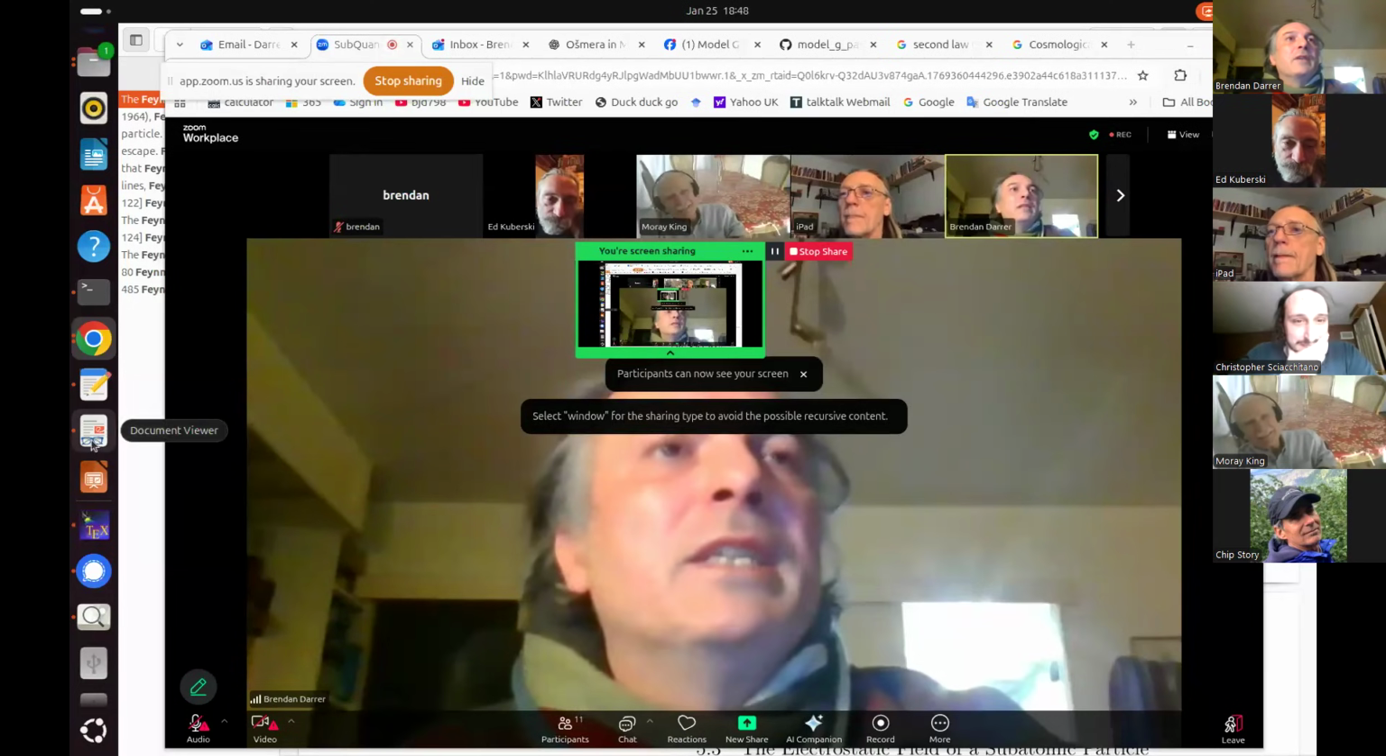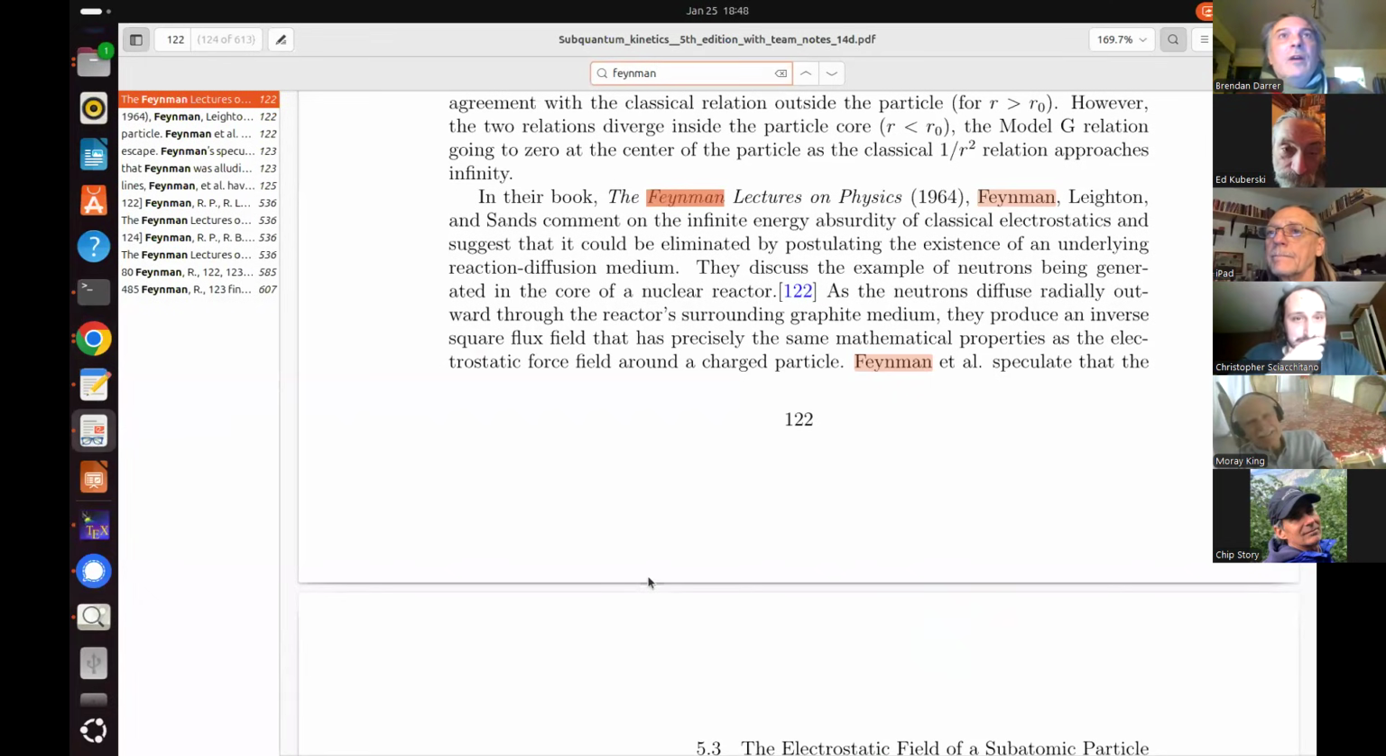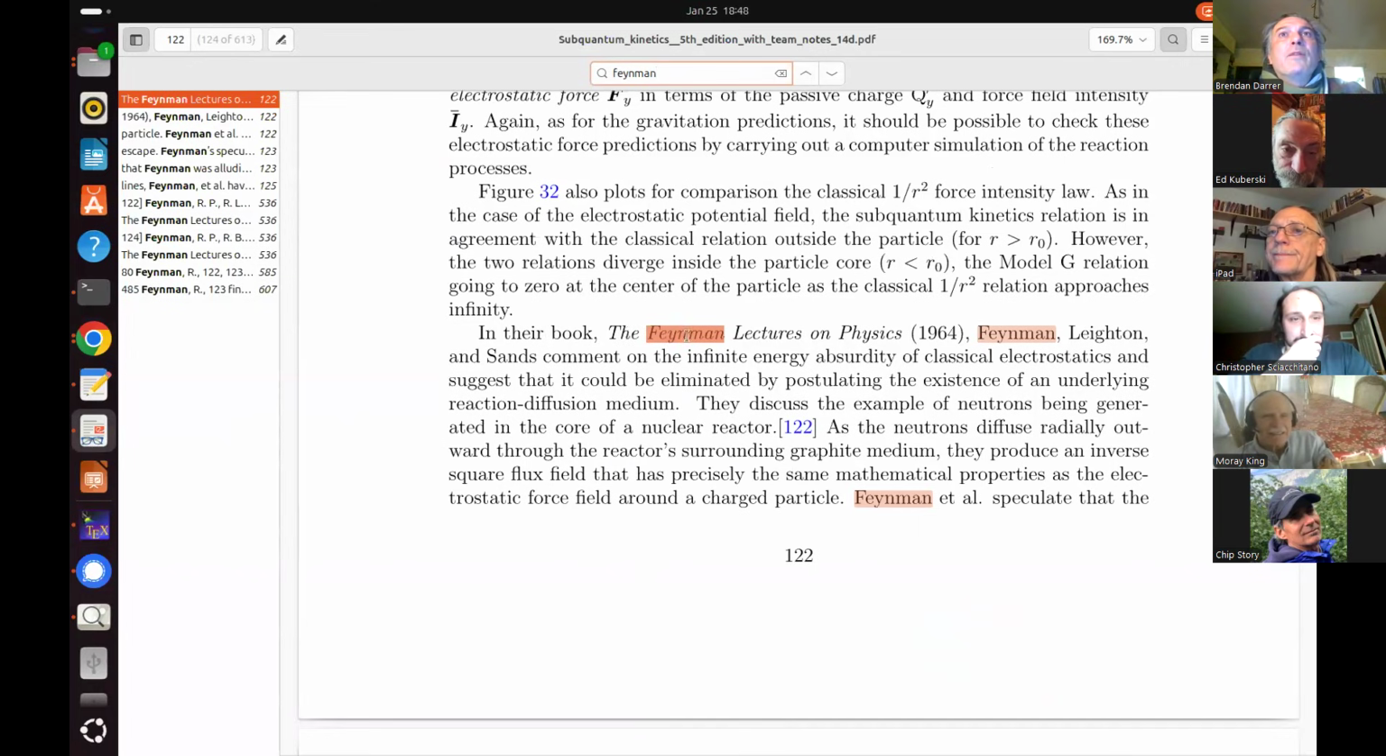Okay, I thought I'd show you this because it is very interesting. Paul actually discovered this after he developed subquantum kinetics. In their book, the Feynman Lectures on Physics, Feynman, Leighton, and Sands comment on the infinite energy absurdity of classical electrostatics and suggest that it could be eliminated by postulating the existence of an underlying reaction-diffusion medium. They discussed the example of neutrons being generated in the core of a nuclear reactor, because Feynman was working on that in the 1940s.